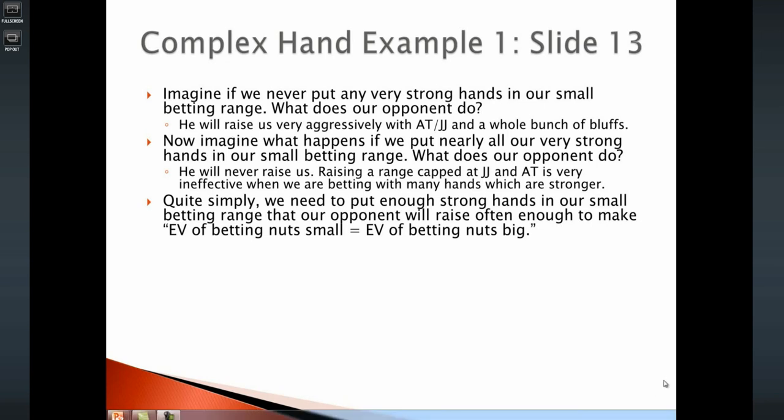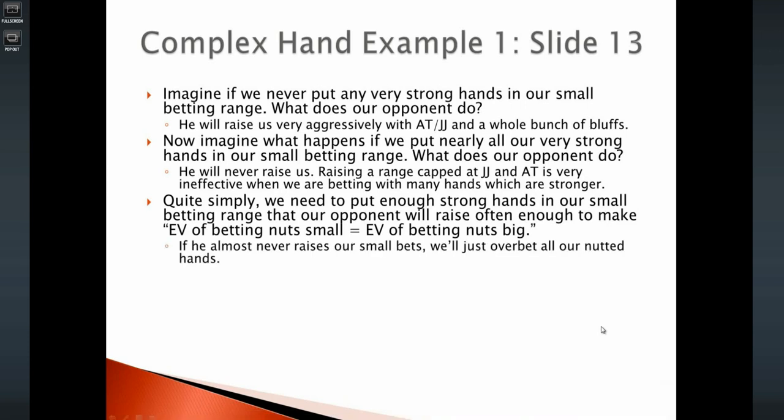So our opponent has to be taking a line that makes the EV of us betting big and betting small equal. So what that means is, if our opponent's never raising our small bets, we're just going to overbet all our nutted hands because we're saying, hey, you know what? I'm not going to bet my nutted hand small because my opponent doesn't raise me often enough to make it worth it. I get more value by betting big. That's what strong hands like to do. They like to bet big. So if my opponent's not raising, I'm just not going to bet any of my strong hands small. If he raises our small bets too much, we'll just bet all of our nutted hands small because then we know, hey, our opponent is raising us too aggressively.